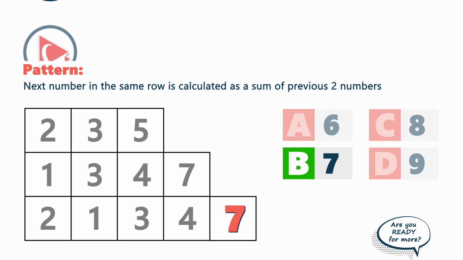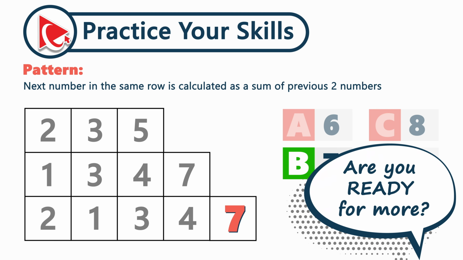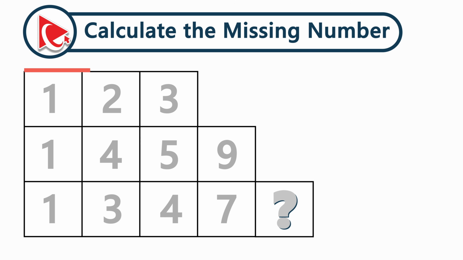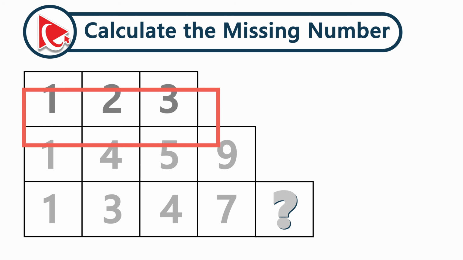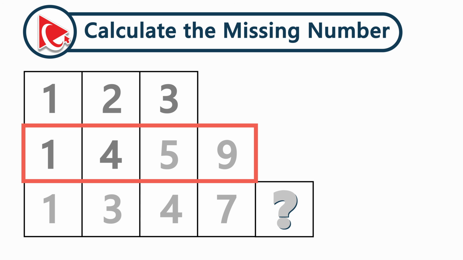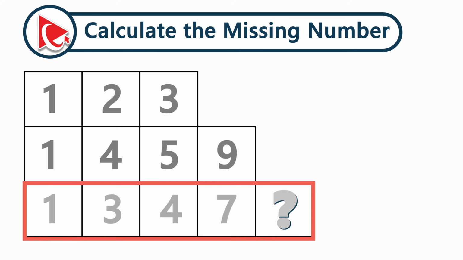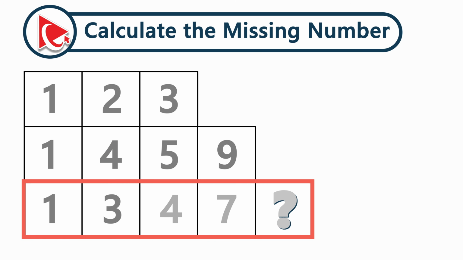But wait, are you ready to practice your skills? Try this question to see how you would do. You're presented with cool looking shape. First row of the shape has numbers 1, 2, and 3. See the pattern here? Second row has numbers 1, 4, 5, and 9. And the third row has numbers 1, 3, 4, 7. And then comes the missing number, which you need to calculate and select your answer out of 4 possible choices.